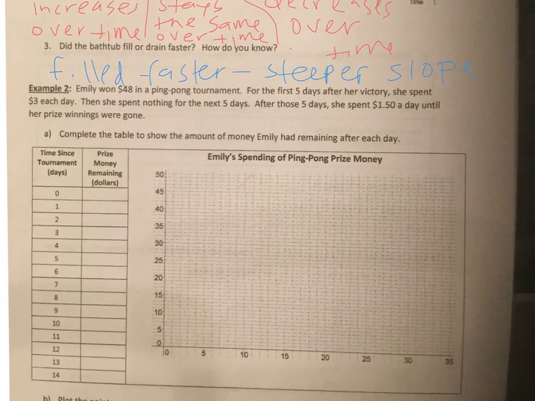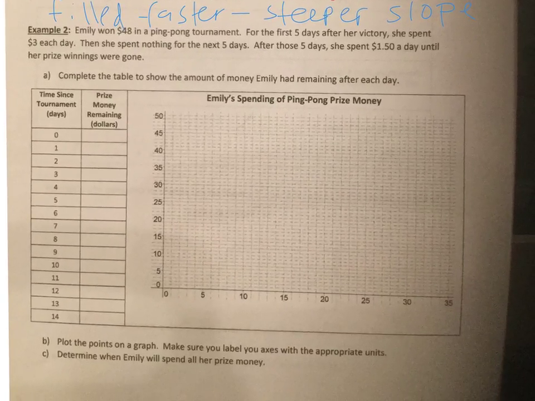Now, moving on to example 2. Emily won $48 in a ping pong tournament. For the first 5 days after her victory, she spent $3 each day. That sounds important. I'm going to highlight that. Then, she spent nothing for the next 5 days. After those 5 days, she spent $1.50 a day until her prize winnings were gone.